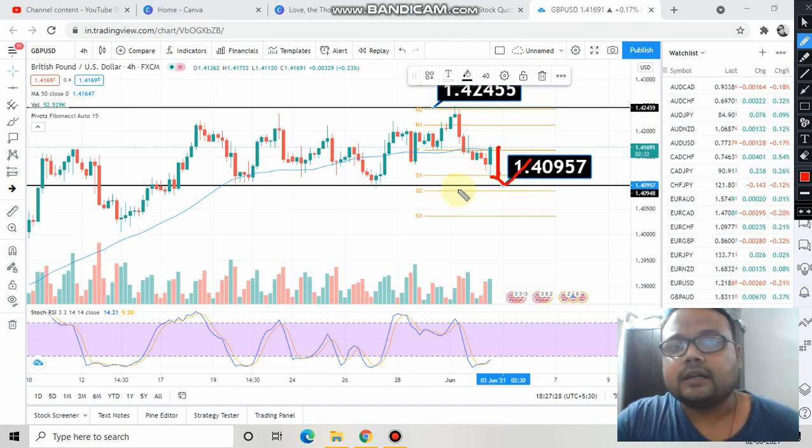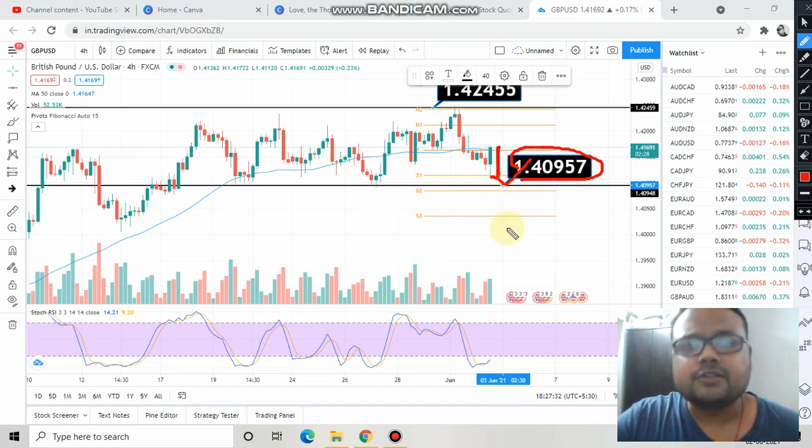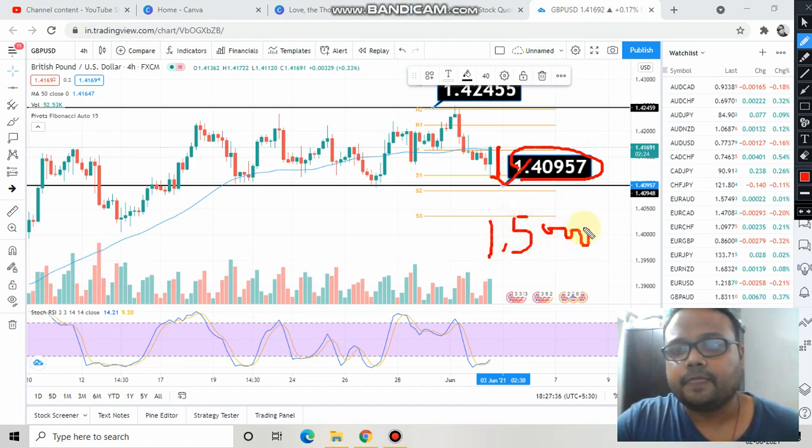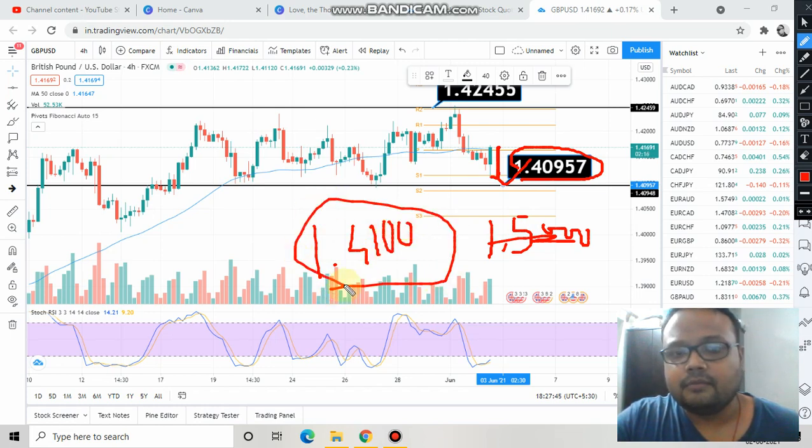Market may not come down directly to this price level, 4095 level. Okay, market may bounce from 1.5000 level also. Oh, sorry. What I'm saying, market may bounce from 1.4100 level also. Okay, but remember, confirmation is important. Okay, this is not the ideal position.